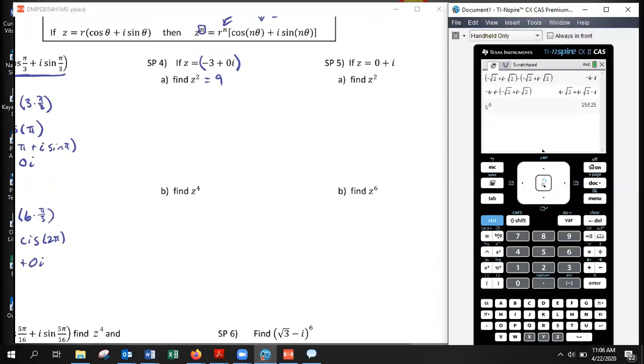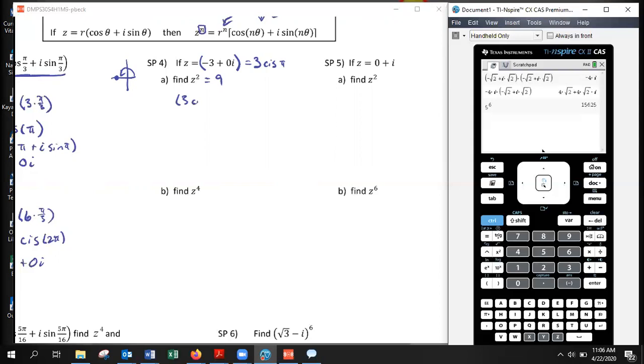So what I would like to do with this is first convert this into its polar form. So -3 plus 0i, if you look at where that is on a graph, negative 3 plus 0i would be right here. So the radius on that one is 3. And what angle does it take to get there? That would be pi. So 3 cis pi.